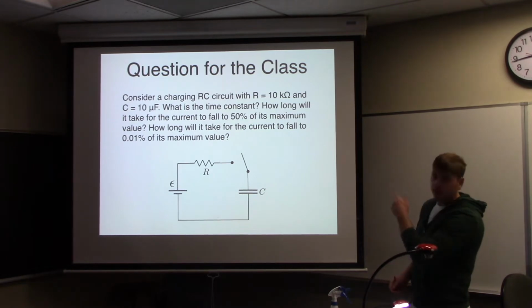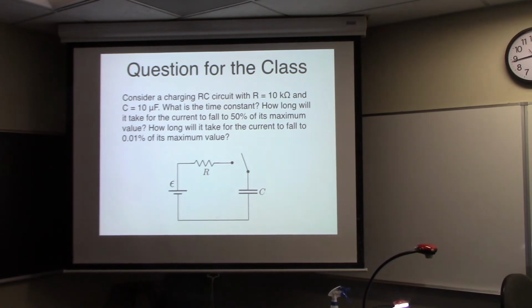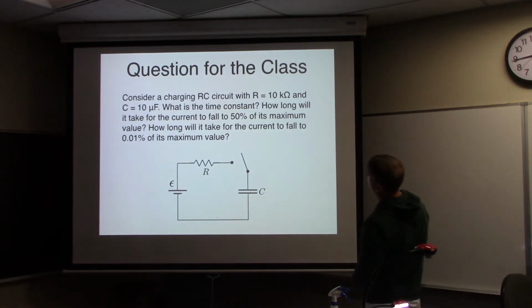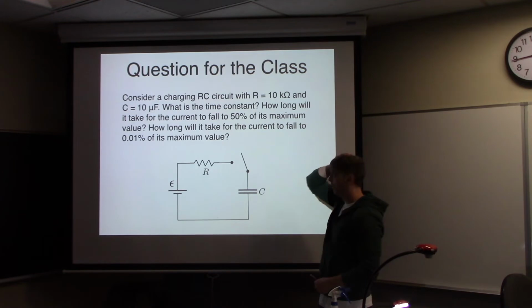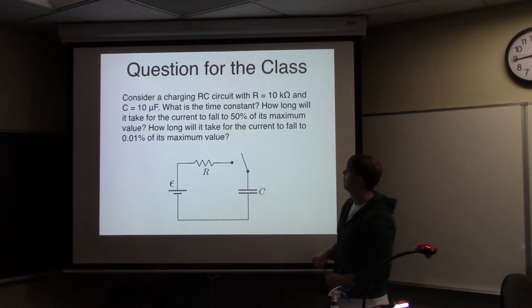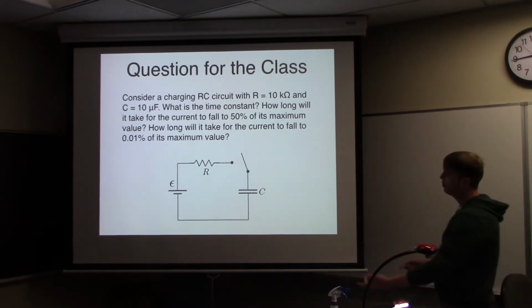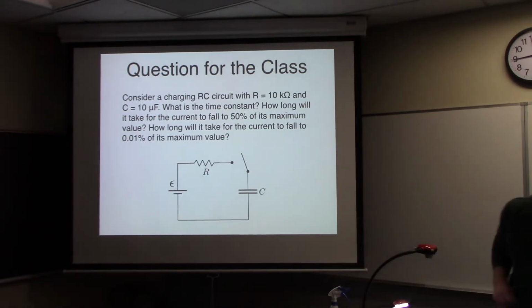So the next thing we have is an example problem. In this example problem, we're charging an RC circuit where the resistance value is 10 kilo ohms and the capacitance value is 10 microfarads. So we have a couple questions about this. First, what is the time constant? Then how long is it going to take for the current to fall to 50% of its maximum value? And then how long is it going to take for the current to fall to 0.01% of its maximum value? So remember what the current is doing. The current is exponentially decaying. So let's work it out.